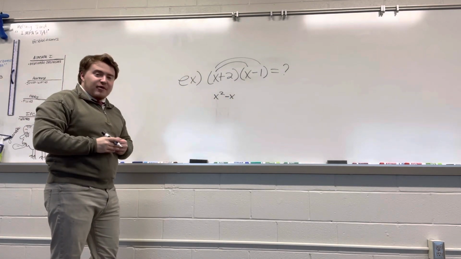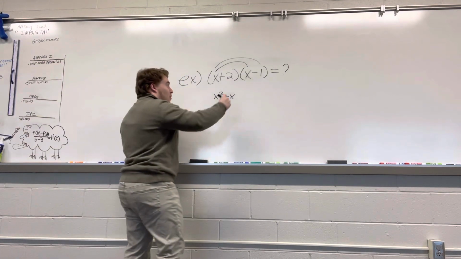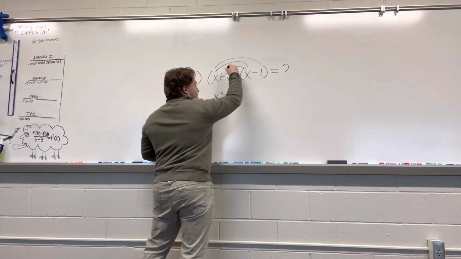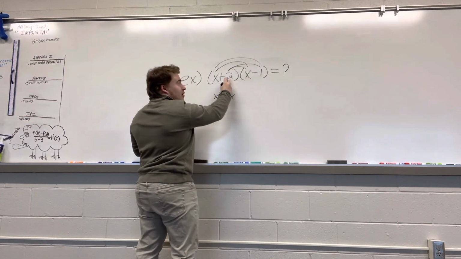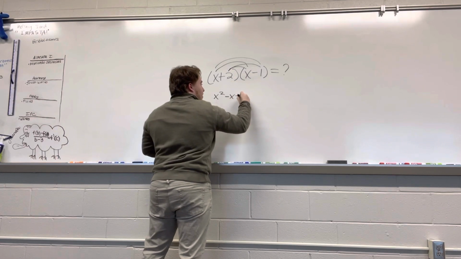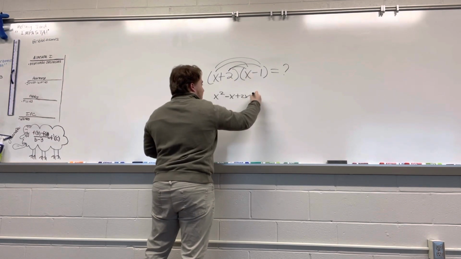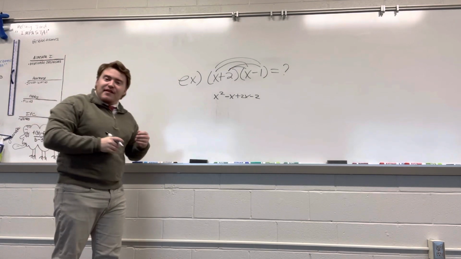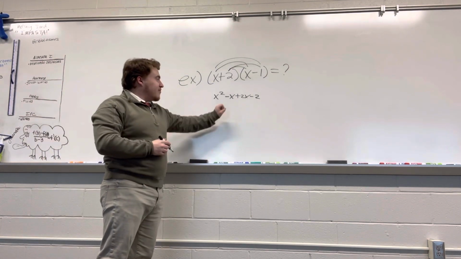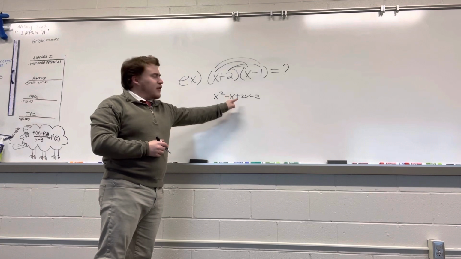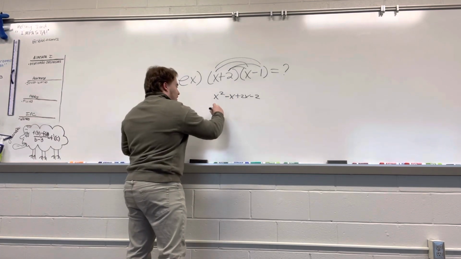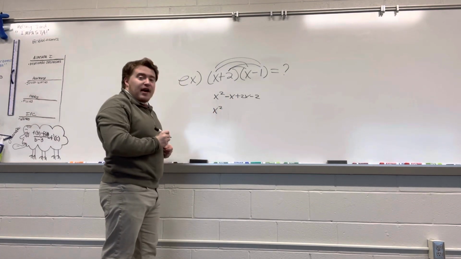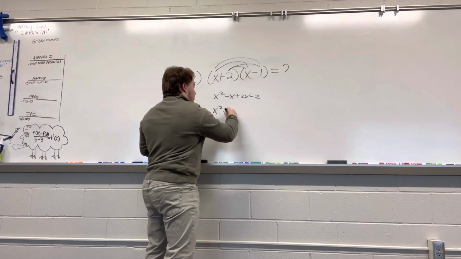Then we apply the distributive property a second time, but this time with the 2 to the x and 2 to the -1, giving us 2 times x is 2x, 2 times -1 is -2. And now we just have to combine like terms. The only like terms we have are the -x and the 2x here. And simplification here gives us x squared plus x minus 2.